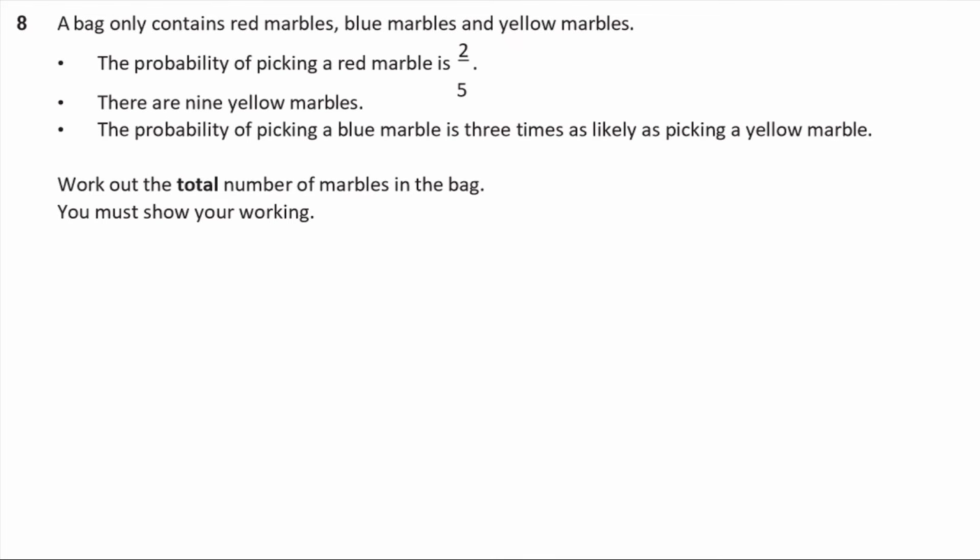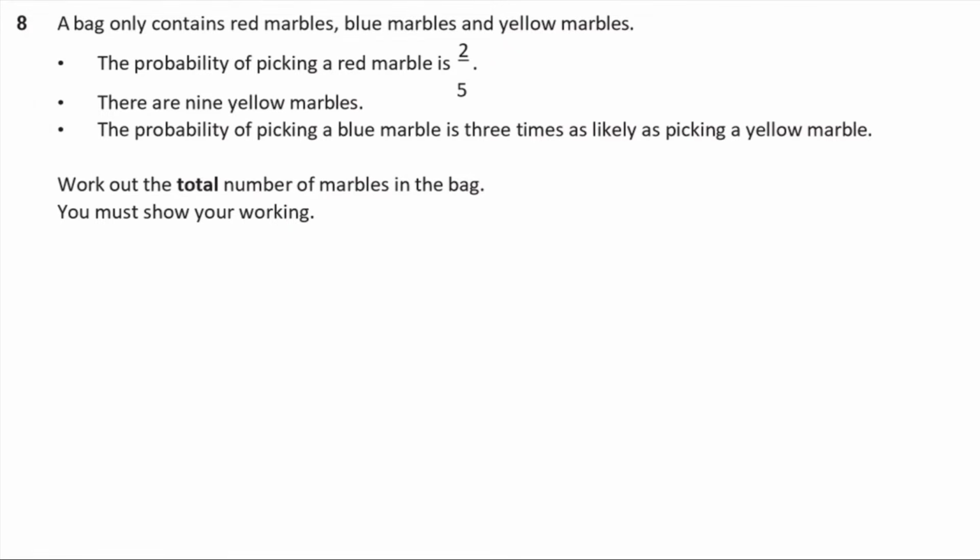Question 8. A bag only contains red marbles, blue marbles and yellow marbles. The probability of picking a red marble is 2/5. There are 9 yellow marbles. The probability of picking a blue marble is 3 times as likely as picking a yellow one. Work out the total number of marbles in the bag. You must show your working.